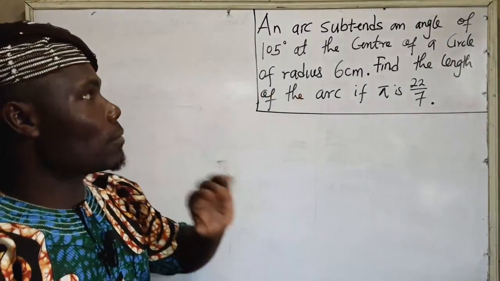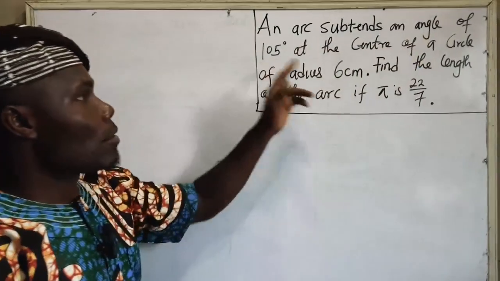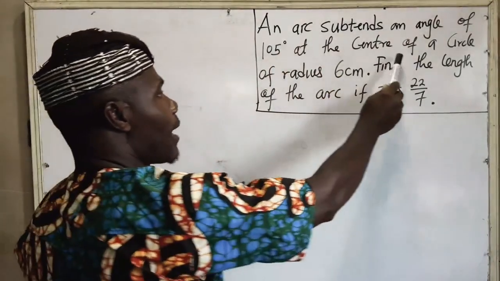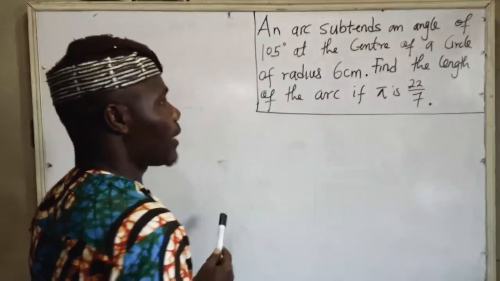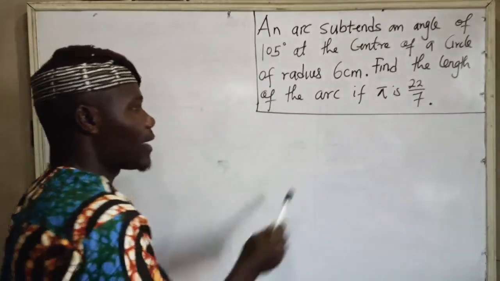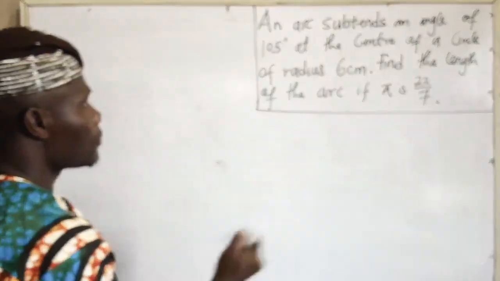So this is a question. An arc subtends an angle of 105 degrees at the center of a circle of radius 6 centimeters. Find the length of the arc if pi is 22/7.